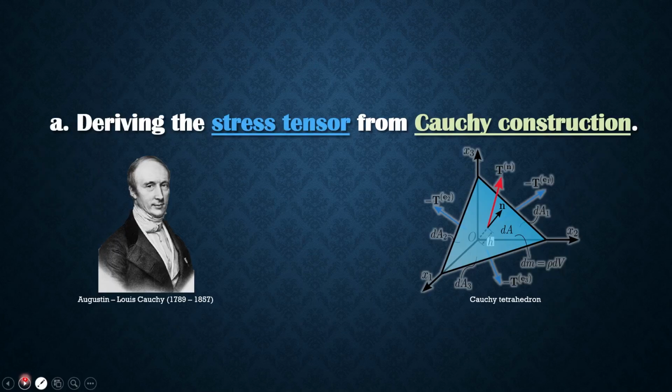So the first step in that is deriving the stress tensor from the Cauchy construction. The two images that I've attached over here are Cauchy, the one who made this, and the Cauchy tetrahedron, the structure that is used to do this kind of analysis. And the tensor, as we know, relates different kinds of vectors. Which two vectors it is relating over here, we will see down the line and understand how this is useful.